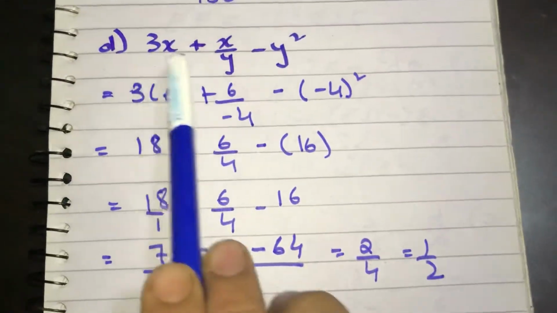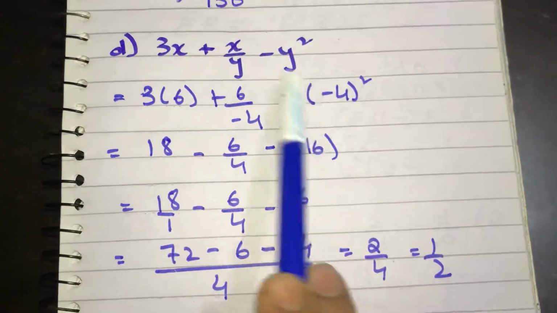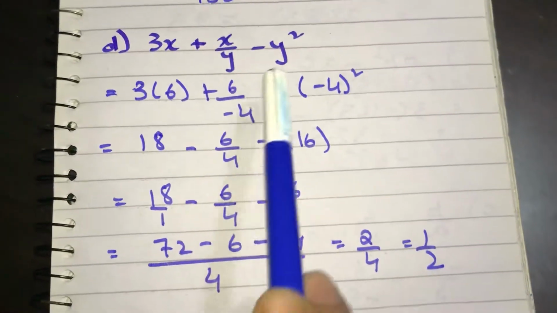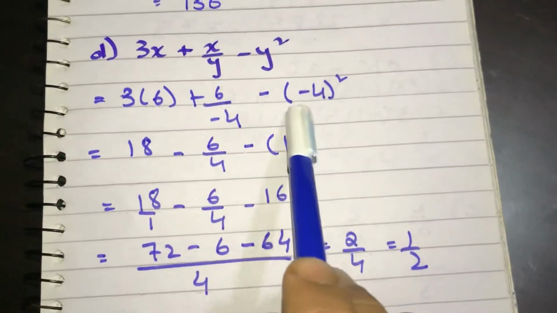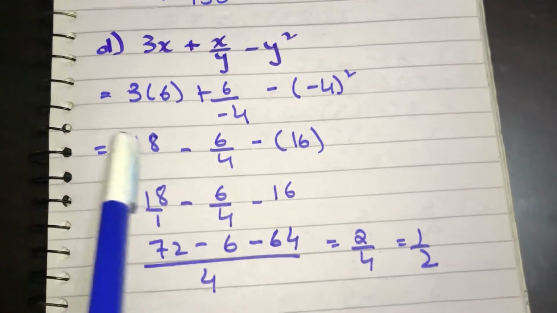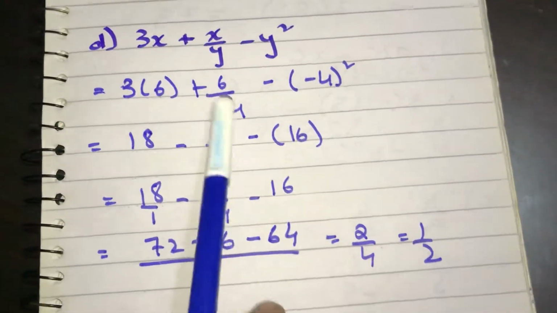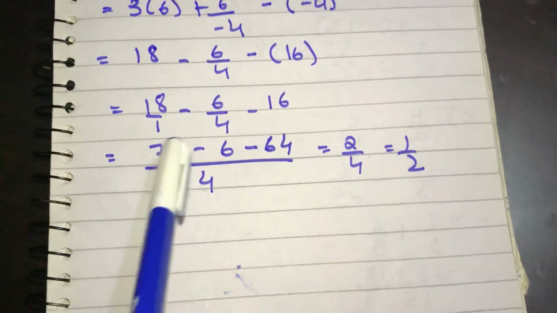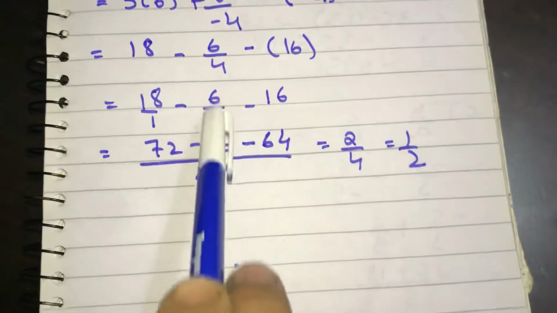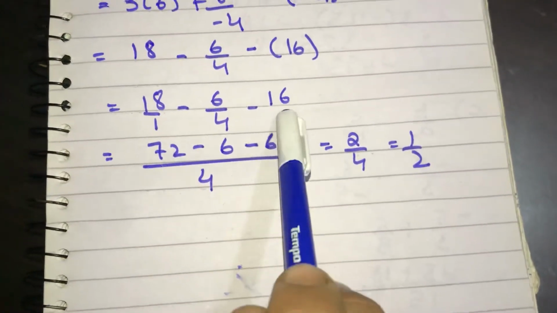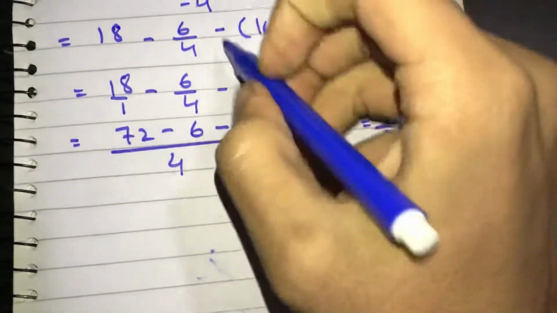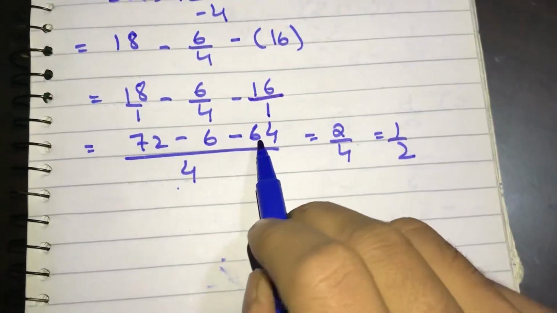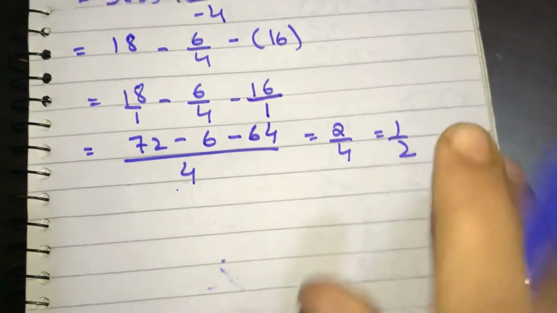The next question is 3x plus xy minus y square. So 3 into 6 plus 6, x is 6 and y is minus 4, minus. A negative number when squared gives us a positive number. 18 minus 24 minus 16. Again I am taking LCM over here. 1 times 4, 4 times 18, 72. Minus 4 times 1, 1 times 6, 6. Minus 1. If we do not have a denominator, the denominator is 1. So 1 times 4 and 4 times 16 will give us a negative 64, which equals 2 by 4 or 1 by 2.